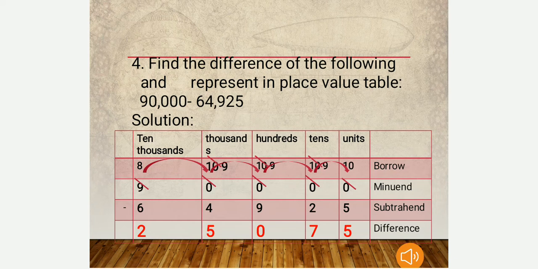As you can see on the right side, row-wise, I have made 4 important terminologies of subtraction. The first is borrow, next is minuend, next is subtrahend, and the result is difference. In the question, 90,000 is the bigger number, so I am taking it in the position of minuend. Next, 64,925 is the smaller number, and the second term is called the subtrahend. Now let us see the answer. We have to solve from right to left, and the operator used is minus.